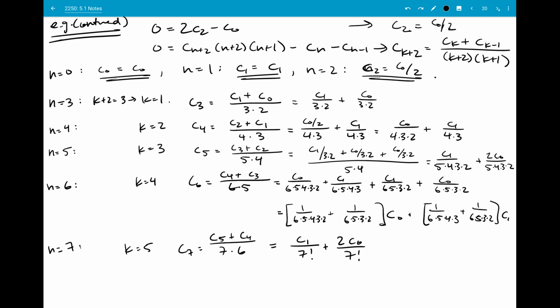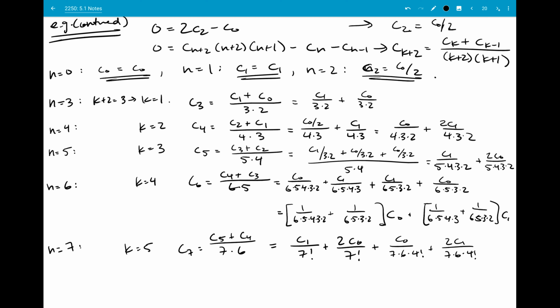And then C4 is C0 over 4 times 3 times 2. Let's say that's 2C1 over 4 times 3 times 2. So that's going to give me C5 over 7 times 6 times 5 times 4 factorial. Let's go ahead and do that. Plus C0. Plus 2C1 over 7 times 6 times 4 factorial.